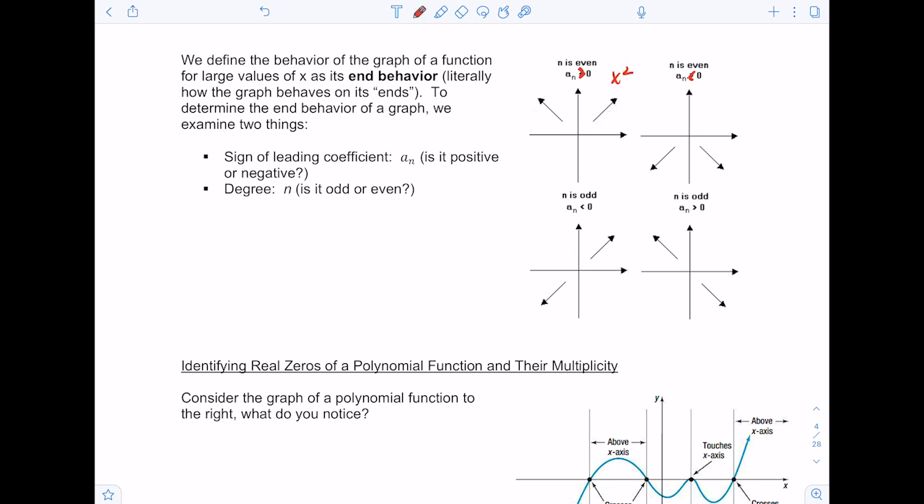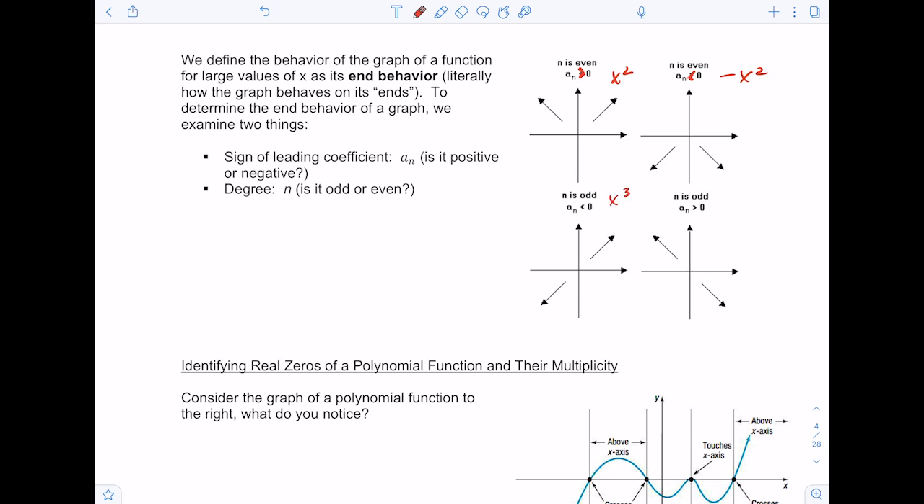If I have a negative x squared, we know that's a parabola facing downwards. So my lead coefficient is negative 1. It's less than 0, and my degree is still even. So it points down on both ends. If n is odd, let's say x to the 3rd.